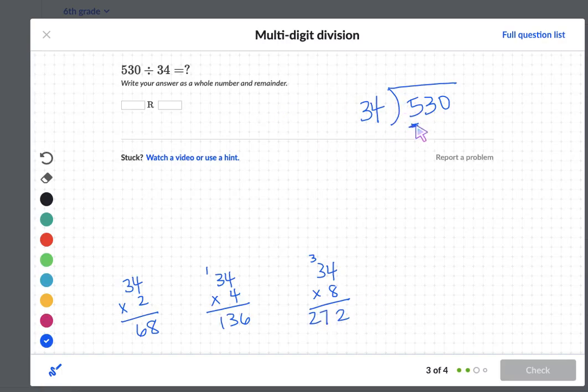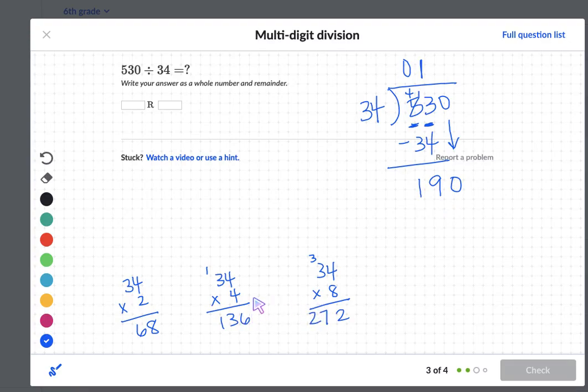So 34 can't go into 5. 34 can go into 53. 2 is too big, so we're going to stick with 34. So we're going to go with 1. Okay, that way I don't even have to try 2. I already did it. 13 minus 4 is 9. 4 minus 3 is 1. And then I'm going to bring that 0 down. So 190, okay, it's going to be somewhere between 4 and 8.